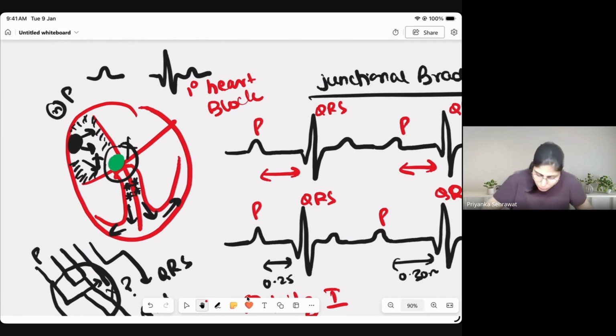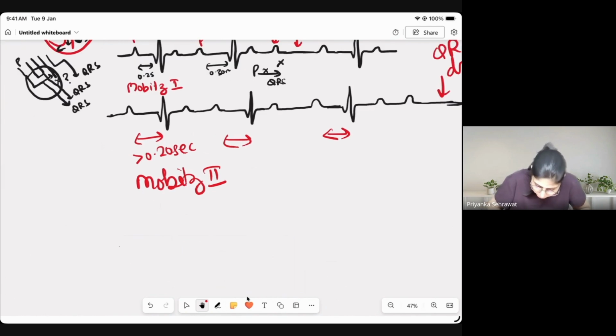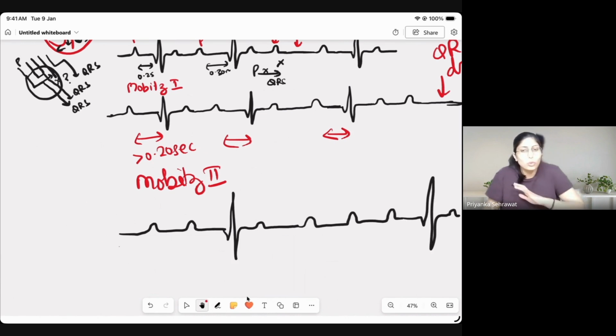No. So what will happen is that sometimes you will find, for example, this is a P wave, and then I find a QRS, T, and then I have a P, and then I have a QRS and T. So there is no correlation. The P wave is not followed by the QRS wave, right? This is your third degree heart block.